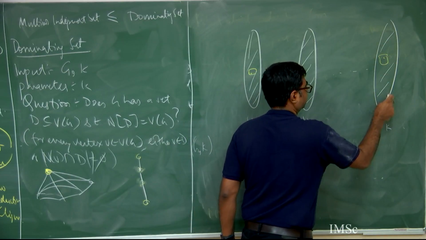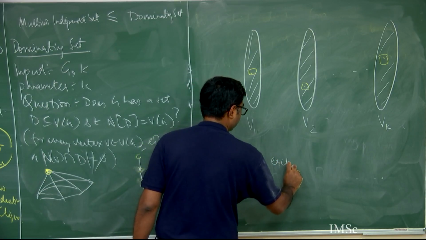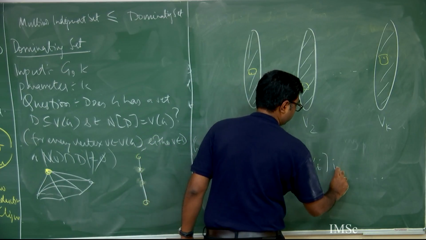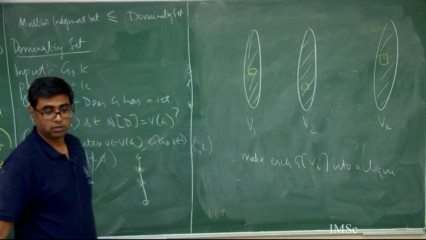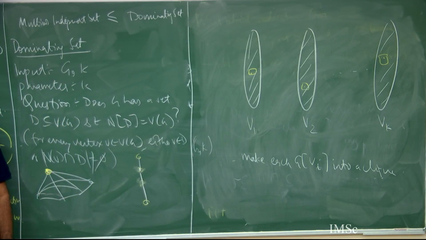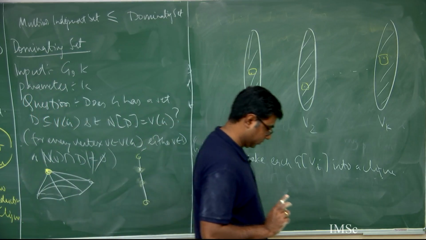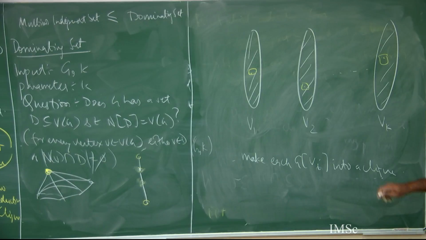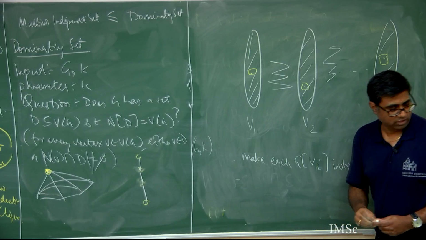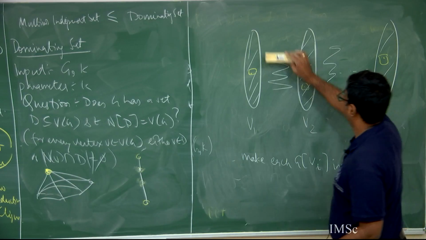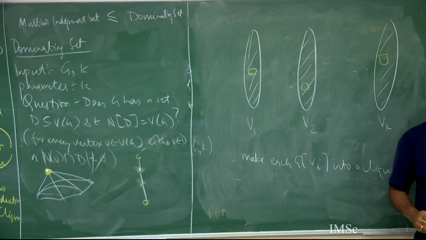So what did I do? Make each color class into a clique. That's the first thing. Now, what does it mean? You have to be careful. Now I have not done it: look, there are edges here among classes. For now, let's just forget those edges. No edges here for now. We'll make those edges, don't worry.